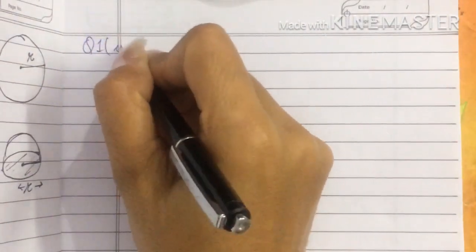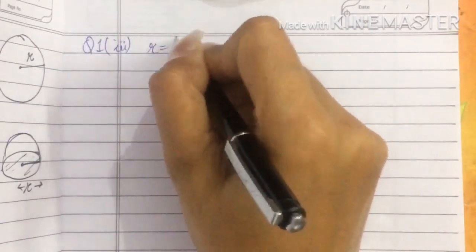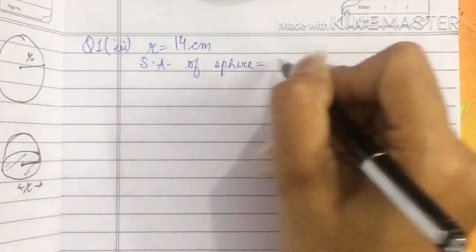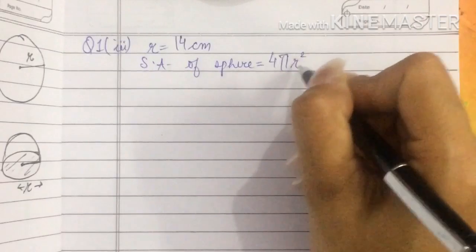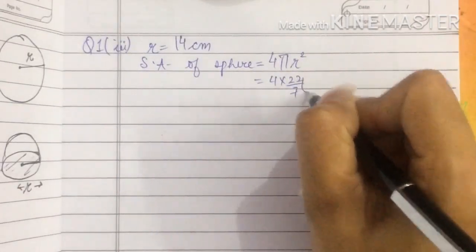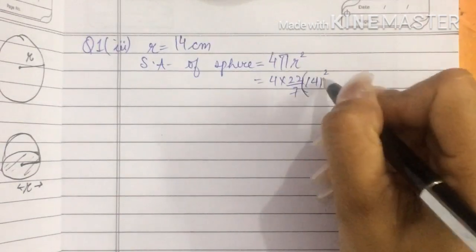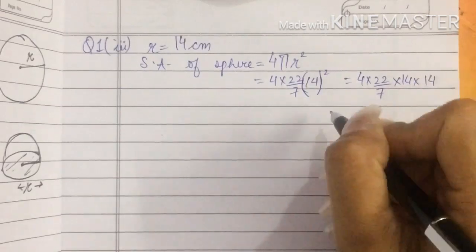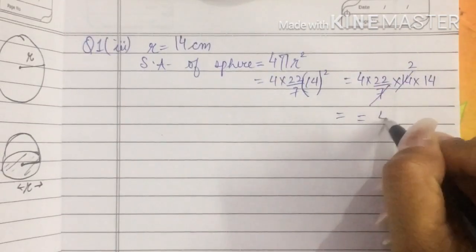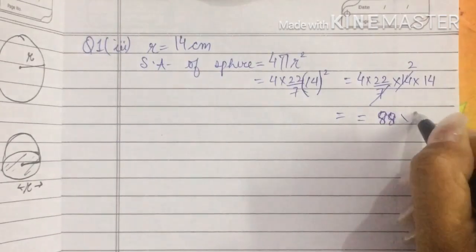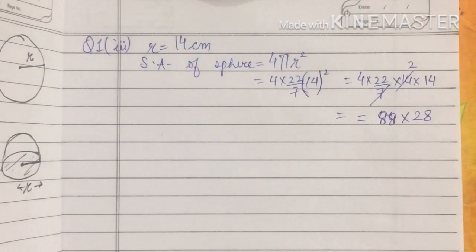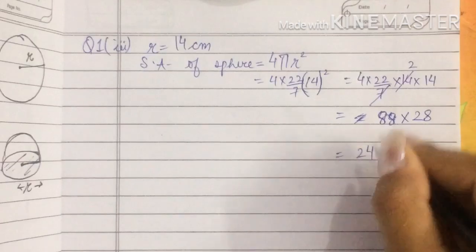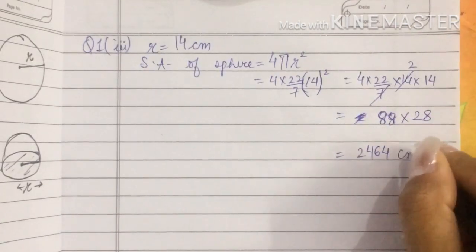Question number 1, third part. I've been given the radius as 14 centimeter. Now again, total surface area of sphere is given by 4 pi r square. Use the value of r and simplify. 14 square, so 4 into 22 by 7 into 14 into 14. This comes out to be 88 multiplied with 28. Simplify your answer. It comes out to be 2464 centimeter square.